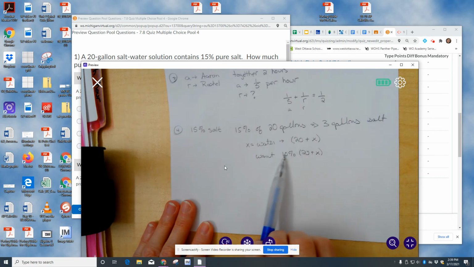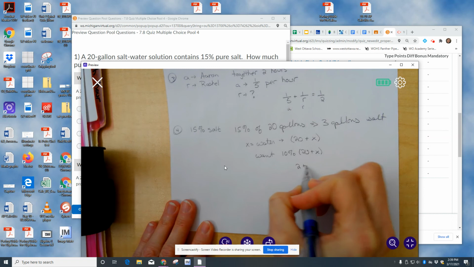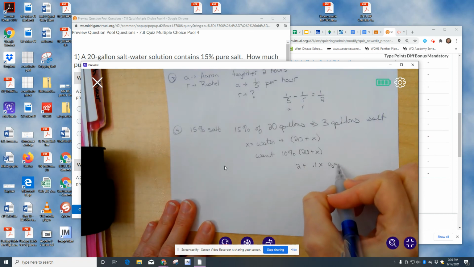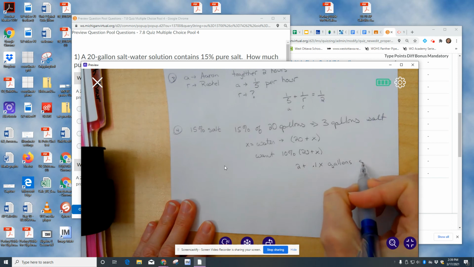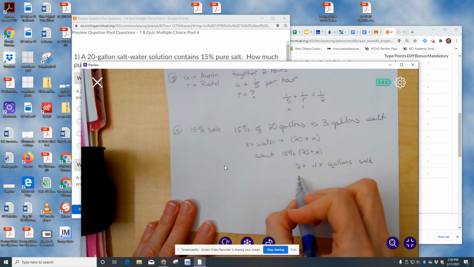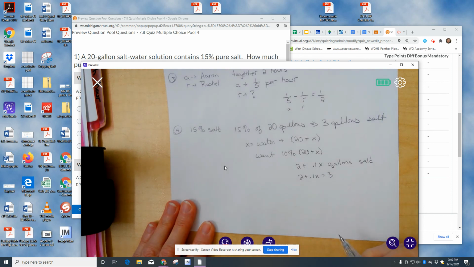So if you distribute this 10, you're going to get 2 plus 0.1 X, and this is going to be your gallons of salt. You know how many gallons of salt you have. You have 3. So 2 plus 0.1 X is going to equal 3. And then you're going to solve that for X.